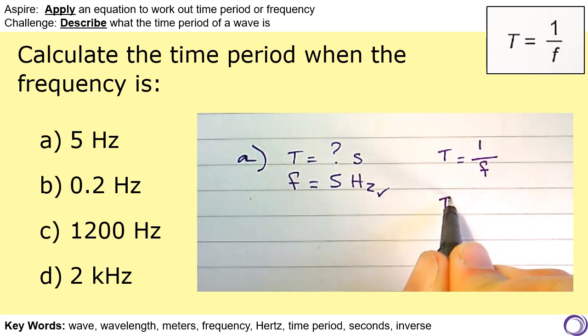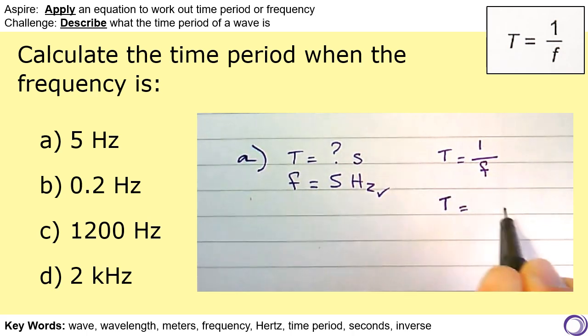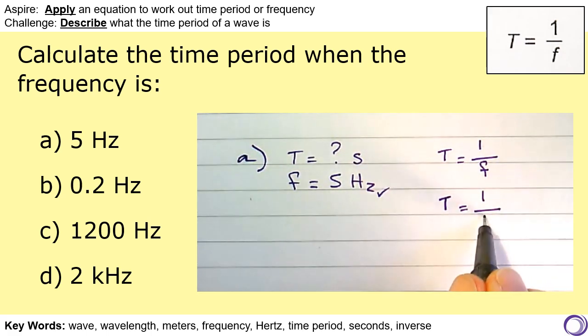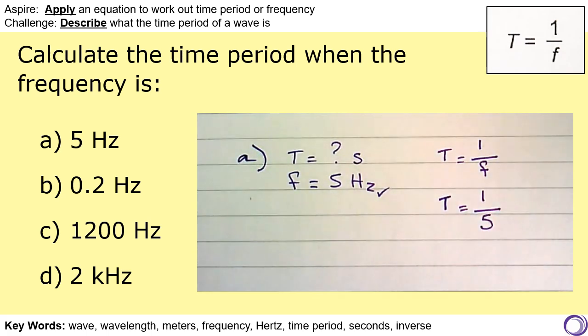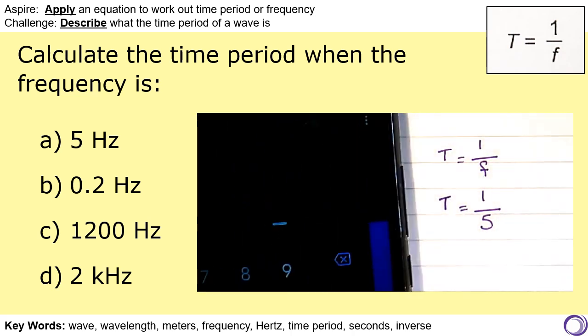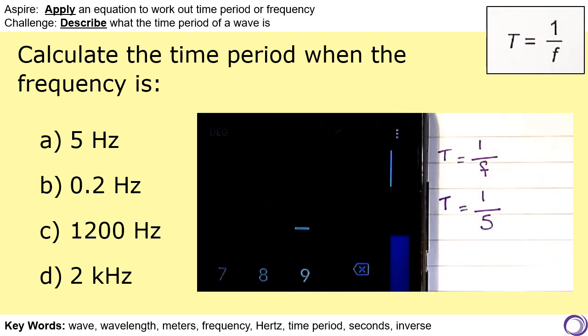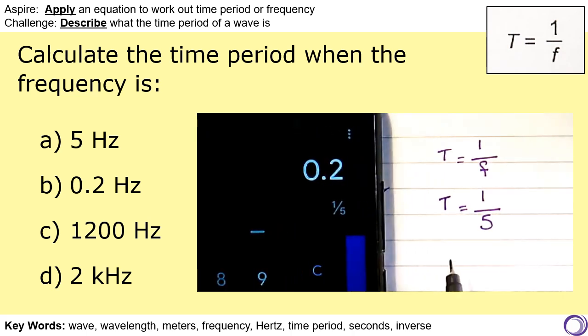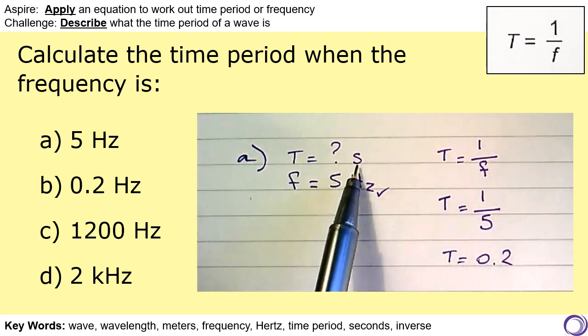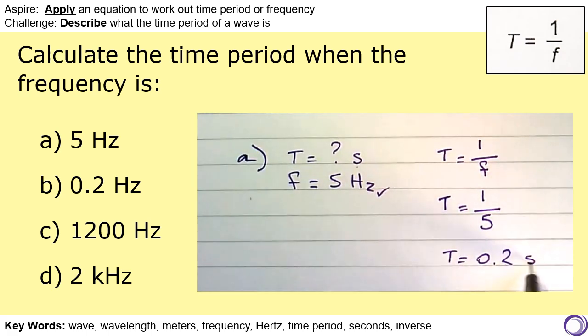So time period is our unknown, so we're just going to write T again, equals 1 divided by, and the frequency here is 5. So now we get our calculator, and I'm going to type in 1 divided by 5, and my answer is 0.2. So my period is 0.2, and the unit, which I wrote earlier on, is seconds.